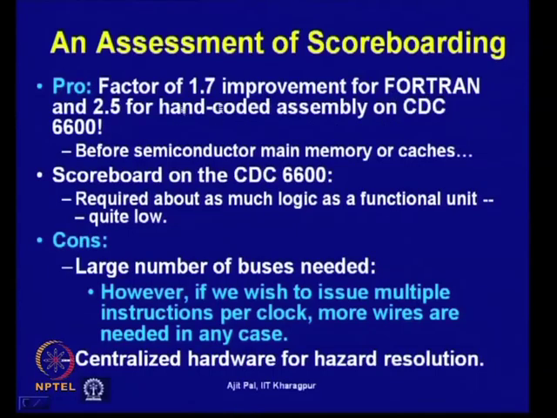For the CDC 6600, there was an improvement by a factor of 1.7 for Fortran and 2.5 for hand coded assembly. And of course, this was done, as I mentioned before, with main memory or cache memory available. And for the CDC 6600, surprisingly, the hardware was not very complex, only equivalent to a single functional unit. However, one disadvantage is that a large number of buses are needed. We have seen that even for 5 functional units, you have a large number of buses, because you have to do parallel reading and writing. So, the number of buses is quite large.